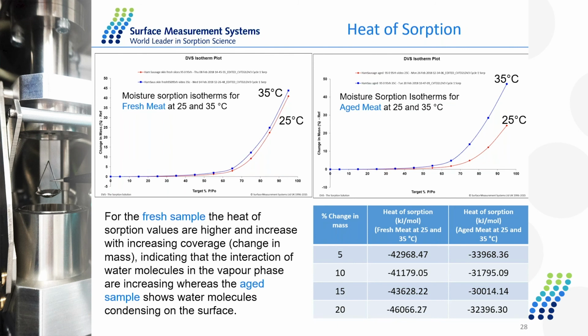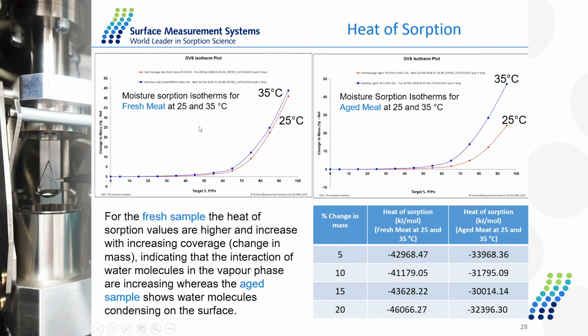And another very useful parameter is the heat absorption for the shelf life and stability study. So to calculate the heat absorption, we need to do the experiment at least two different temperatures. So here we have the fresh and the aged sample at 25 and 35 degrees. The aged meat is just the same sample after 1 week in the fridge.